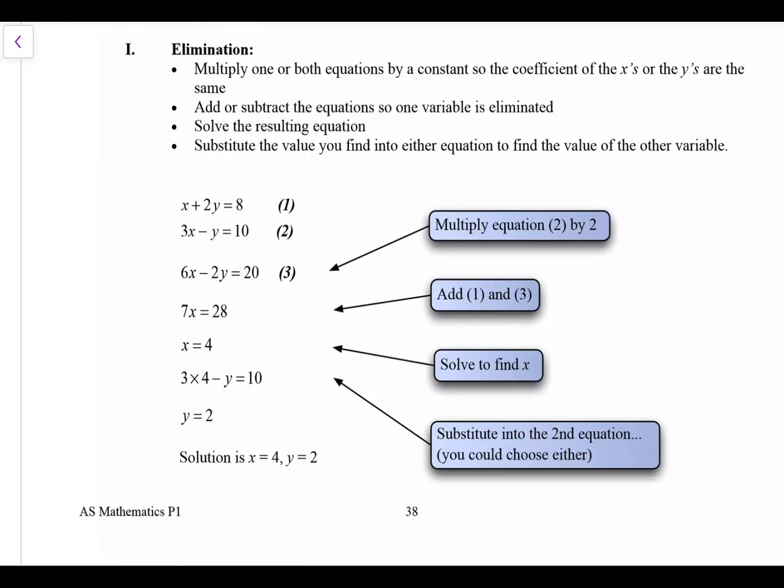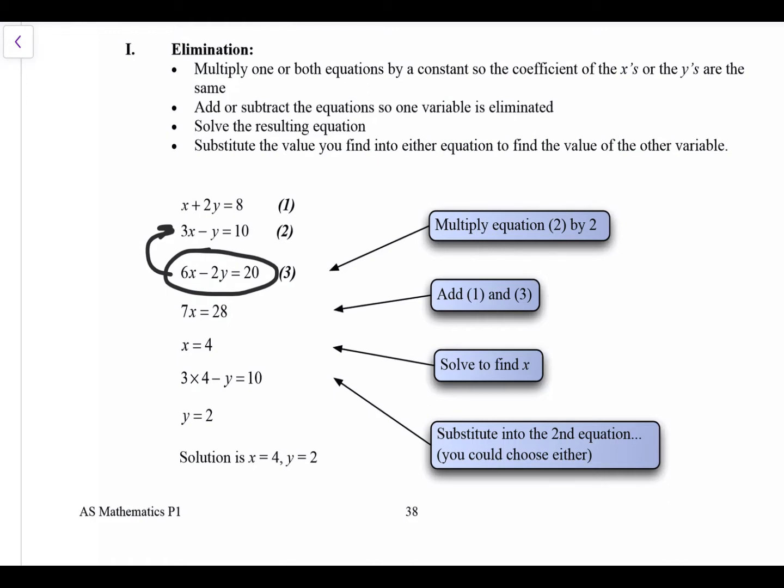So the first method that you need to know is the elimination method. That is, we're going to multiply one or both equations by a constant, which doesn't change them, so that the x's and/or the y's have the same coefficient. Adding or subtracting the equations will then eliminate one of the variables. So here, what I've done is I've multiplied the second equation by 2. So we get this equation here, which is exactly the same as this equation here. I've just multiplied everything by 2.